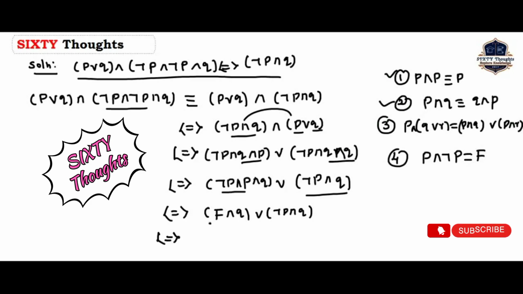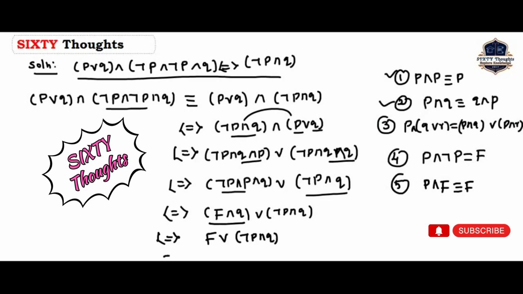How to simplify this term? The next property is the domination law. What is the domination law? P ∧ false is equal to false only. Here you see Q ∧ false is there, otherwise false ∧ Q, it is equal to only false. So we get false ∨ (¬P ∧ Q).